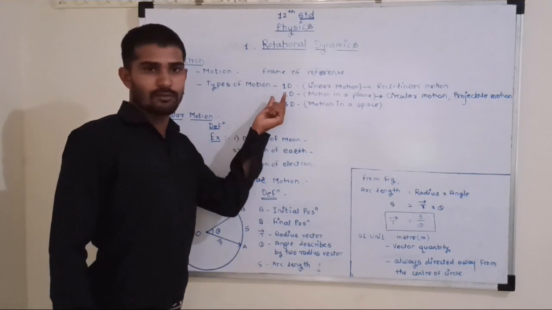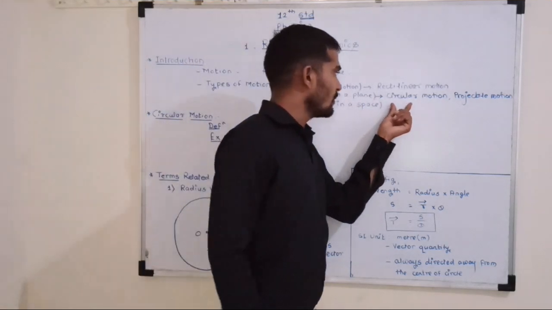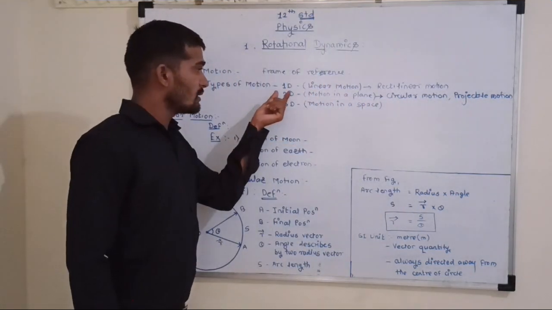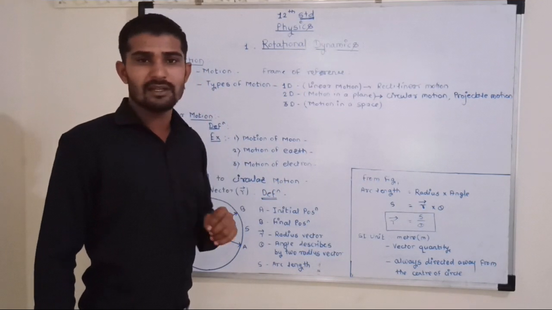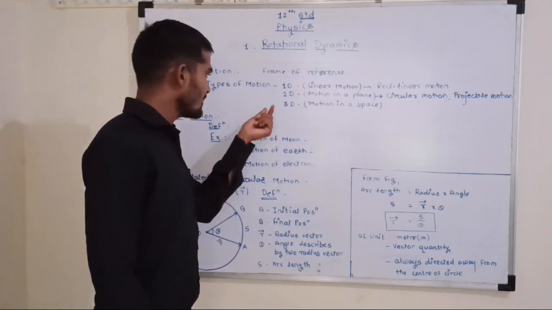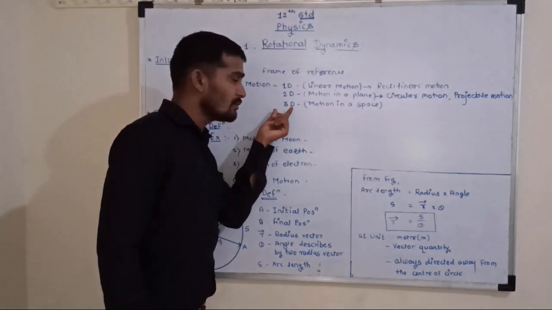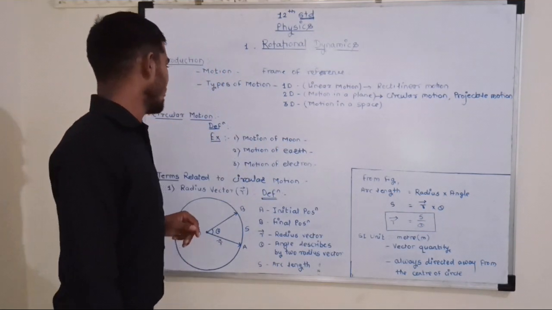Next, two-dimensional motion means motion in a plane. For example, circular motion and projectile motion. That is, circular motion or projectile motion requires two dimensions, that is two axes. Next, three-dimensional motion is motion in space, which requires three dimensions or three axes.